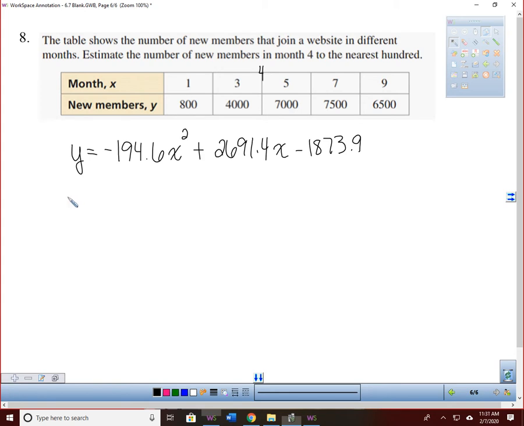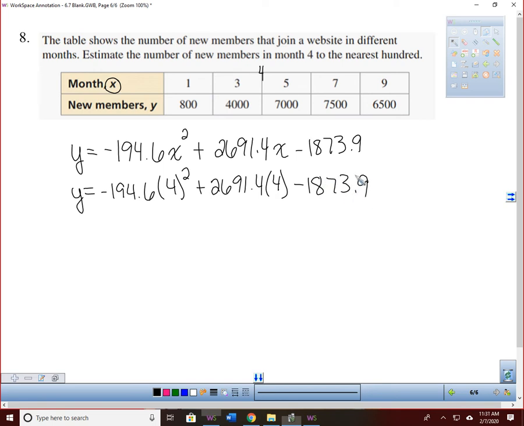So if I'm checking month 4, that means I'm plugging in 4 for x. So I have y equals negative 194.6 times 4 to the second plus 2691.4 times 4. I have two x values here, so make sure you plug in for both. Minus 1873.9. If you do that and you round, you have about 5,800 new members in month 4.